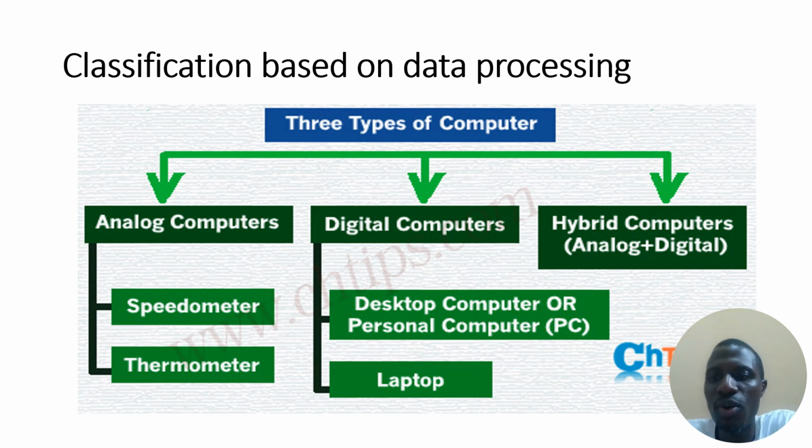Hybrid computers, on the other hand, combine the features of both analog and digital computers, allowing them to process both continuous, that is analog, and discrete, which is digital data, making them suitable for applications requiring real-time tracking and precise digital computation. A good example is the medical monitoring equipment that you see in the hospital.